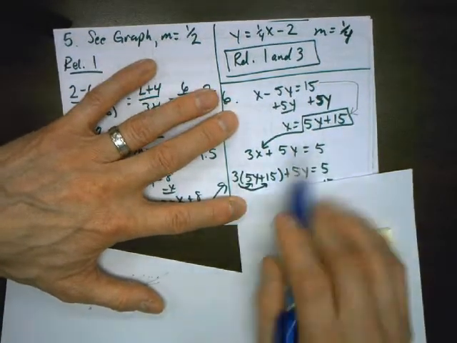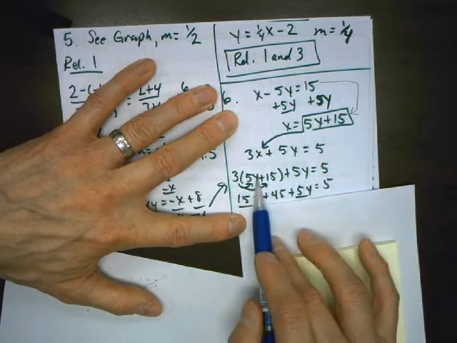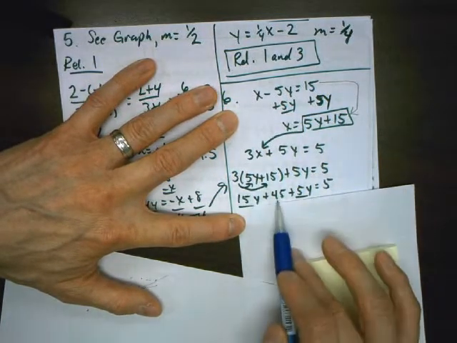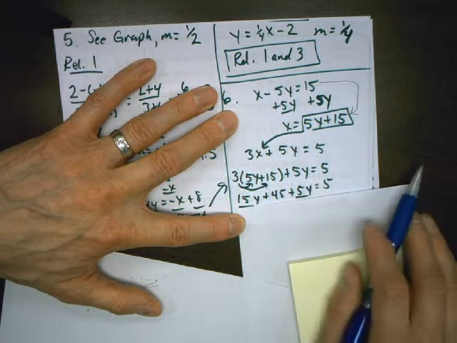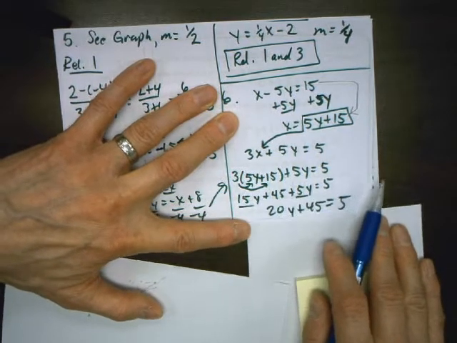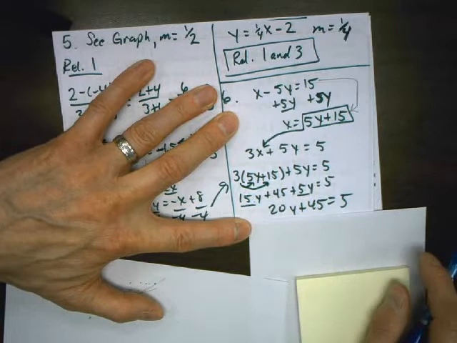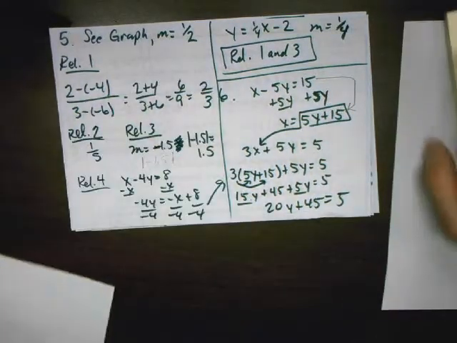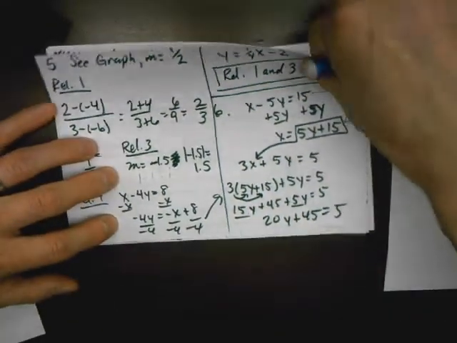Remember, in parentheses? So we have to distribute 3. 3 times 5y is 15y. 3 times 15 is 45. And I copy the rest. Distribute, combine like terms. So I go 15y plus 5y is 20y. So now I'm ready to solve this equation.